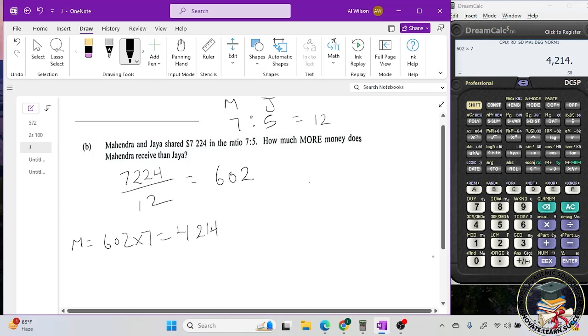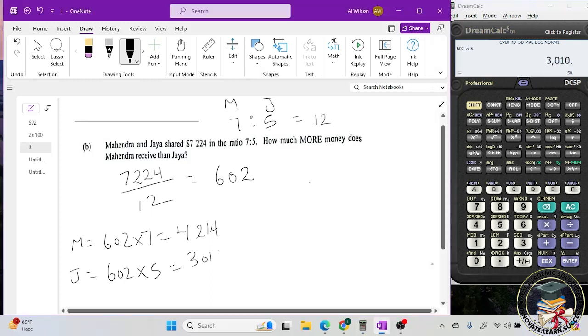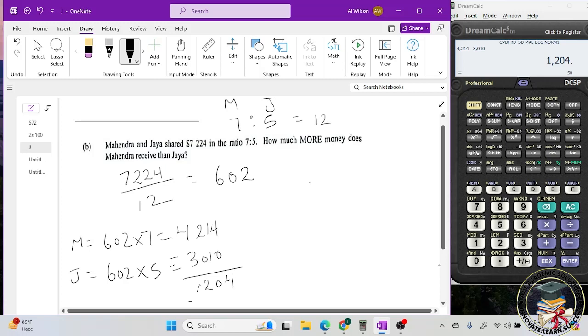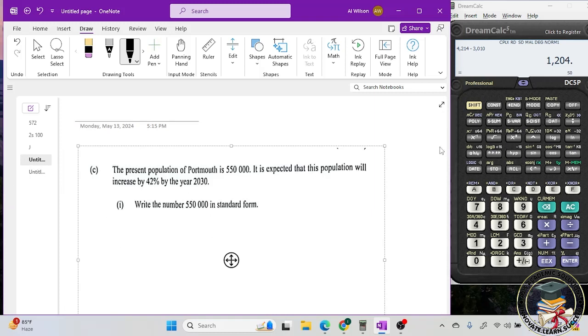So we have 4,214, and then Jail is going to be 602 times 5. So 602 multiplied by 5 is 3,010. So we have to subtract this now to know how much more was received. So we have 4,214 minus 3,010, and we have 1,204, and this would be our answer. So moving on now to the next question.